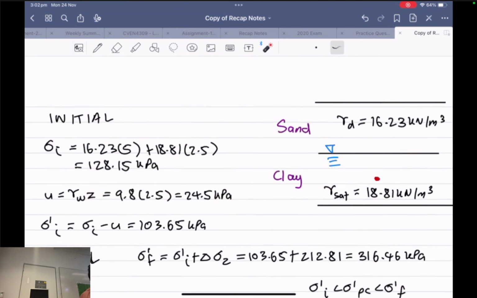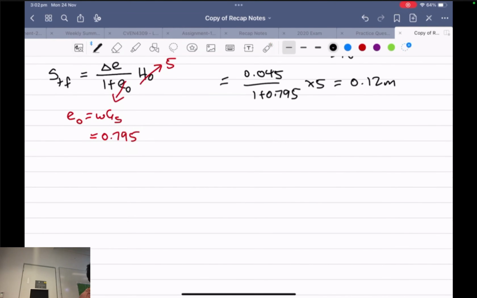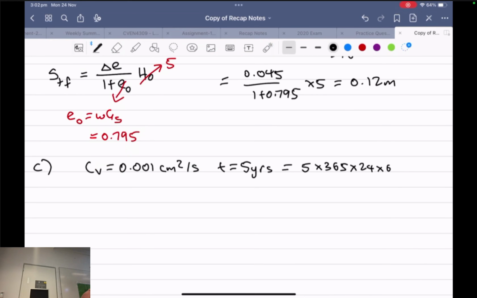Alright, so part C. CV is equal to 0.001 centimeters squared per second. Your time is 5 years. And remember, in the TV formula, your time has to be in seconds. So 5 years, that's 5 times 365 times 24 times 60 times 60. That many seconds.